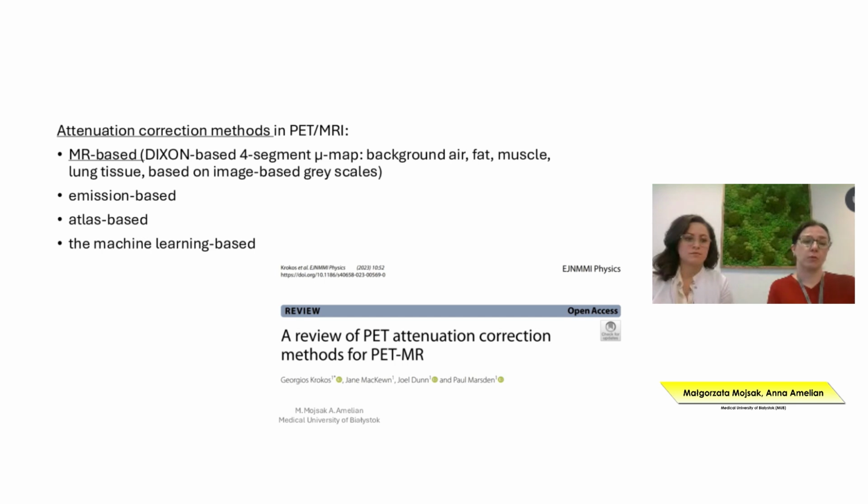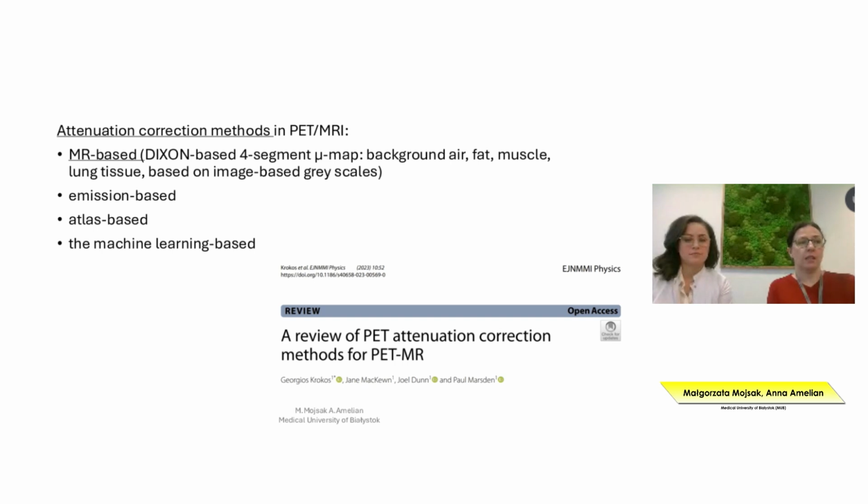There have also been other methodologies suggested in order to apply proper attenuation correction. For instance, emission-based PET technology, so based on the values acquired from the PET apparatus, but I don't think we are going in this direction.